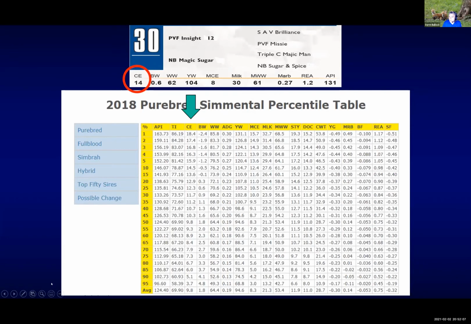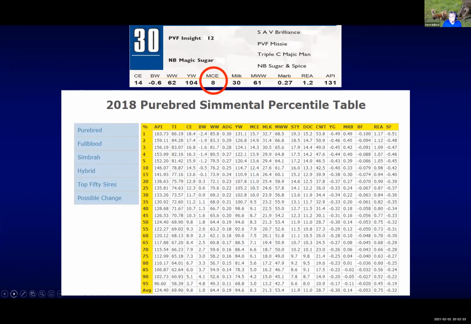And then we come down and we find where 14 is, and you see it kind of falls in between those two spaces. So what that tells us is that that bull ranks within the Simmental breed between the top 10 to 15% in the breed for calving ease. So that would be for the Simmental breed a good calving ease bull. What about calving ease maternal?